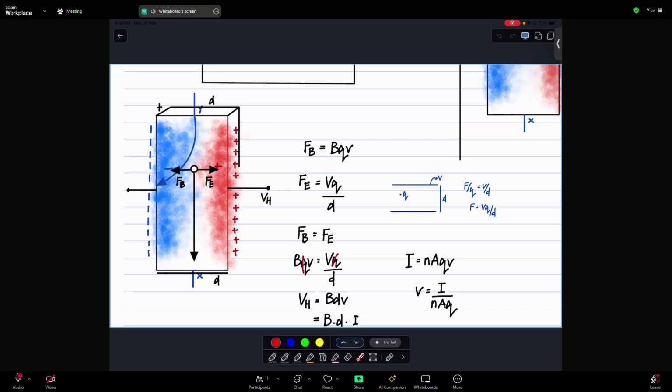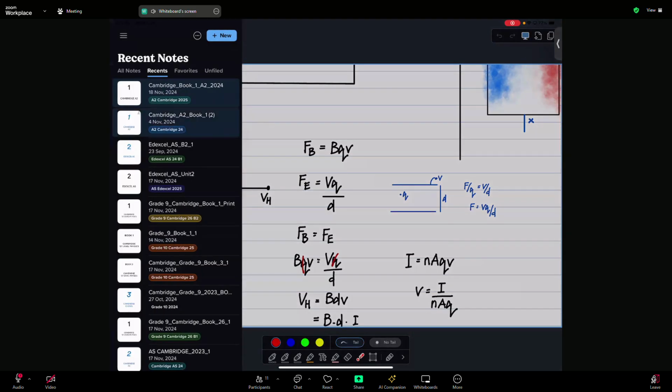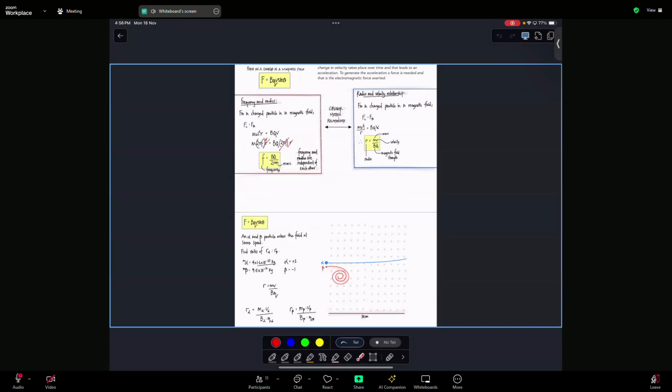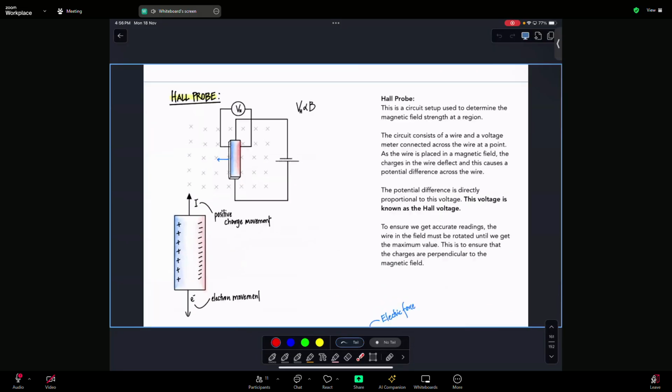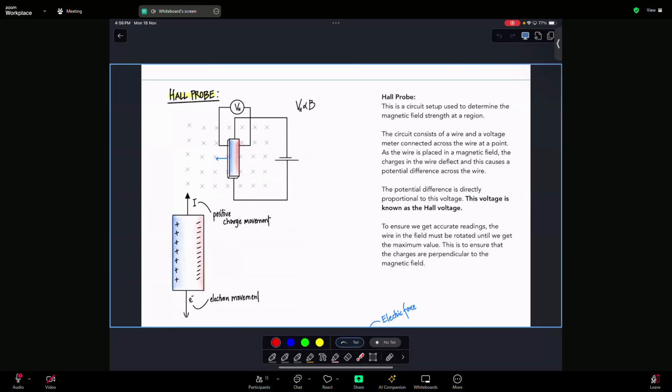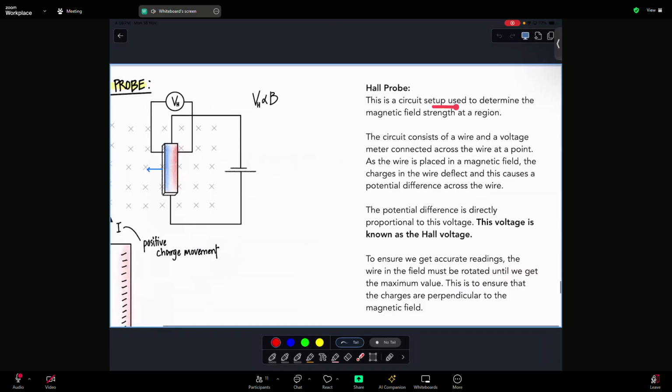আচ্ছা একটু এদিকে শুনে নাও, ক্লাস শেষ না, there's more time. I'll just show you এটা নোট একটা, so নোটটা একটু বলে নিয়ে কি দিব। এই যে একটু স্ক্রিনে, so this is the Hall probe. What is it? It's a circuit setup used to determine the magnetic field strength at a region. Okay, it's a circuit setup.